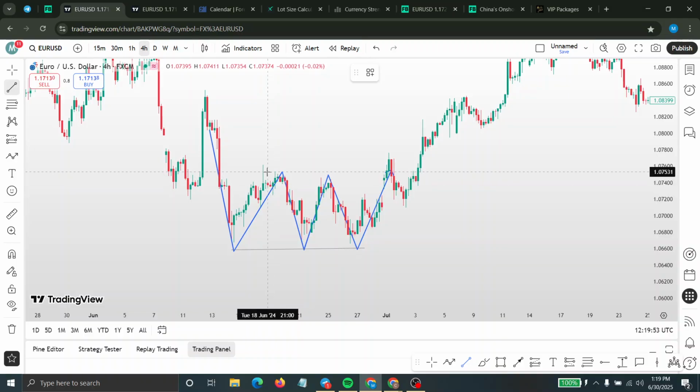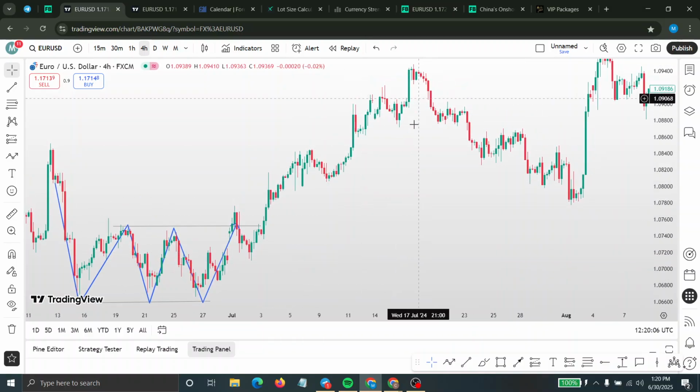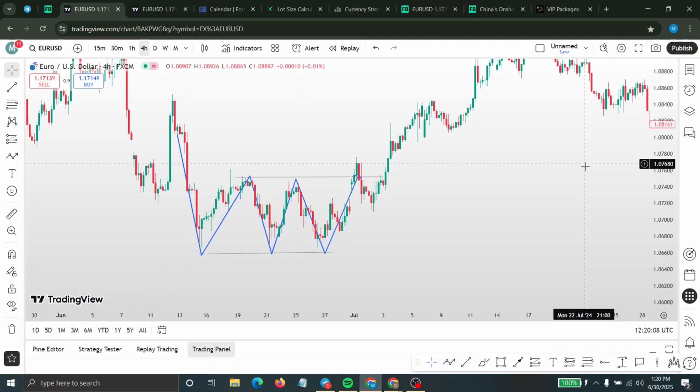We want to wait for the market to break the neckline of these highs. Did the neckline get broken? Yes, obviously it got broken. Market gave us a pullback and we started buying to the upside.